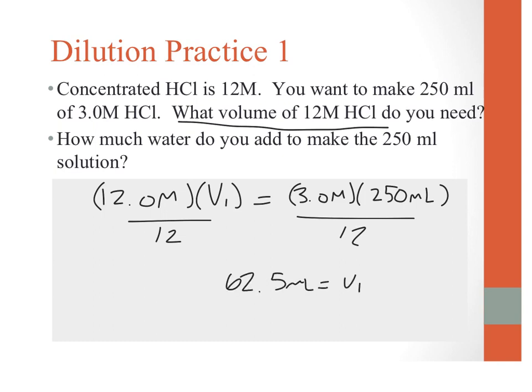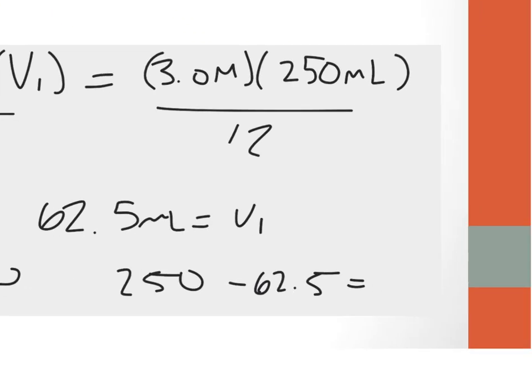Now, if my final volume is 250 milliliters, and I take 62.5 out of the 12 molar and put it into a new beaker, the follow-up question says how much water do I need to add to make 250 milliliters of solution? So, as we just talked about, you take V2 minus V1 to figure out the H2O added. So V2 is 250, and I subtract V1, which is 62.5, and that should give me the milliliters of water added. And that number is 187.5 milliliters of H2O added.